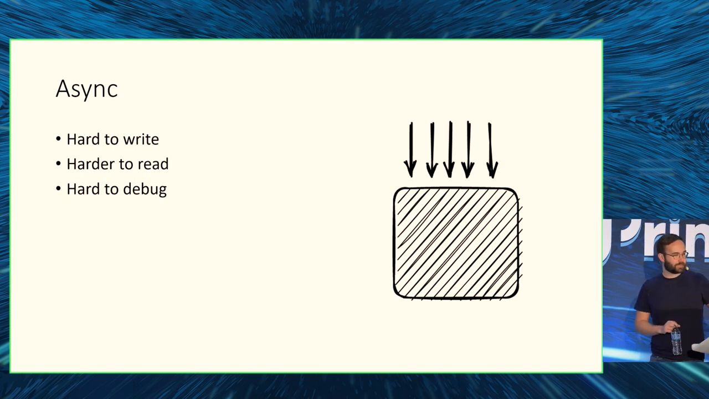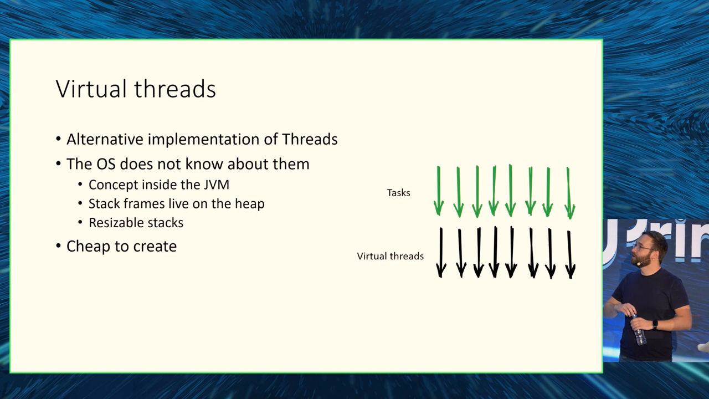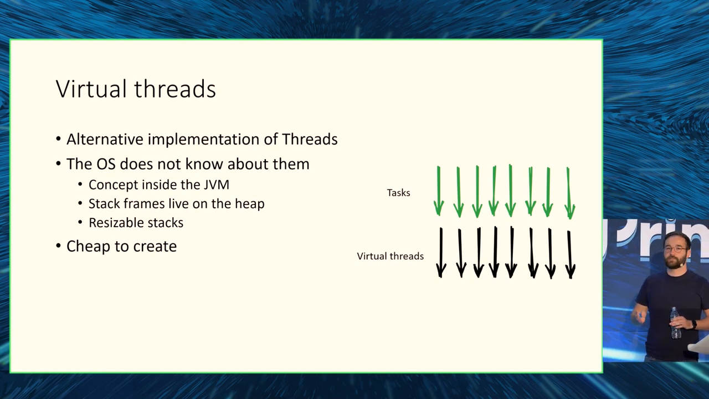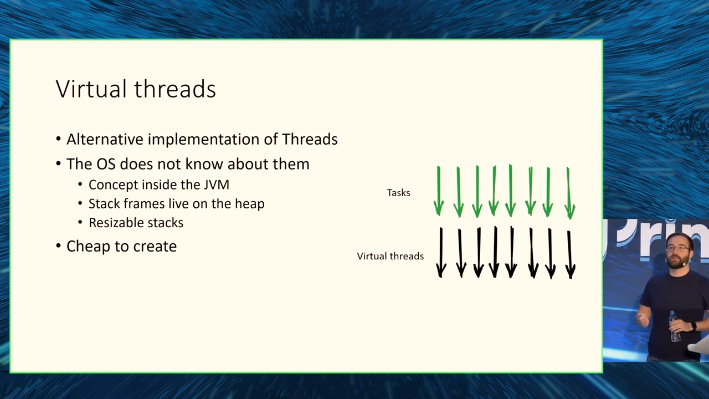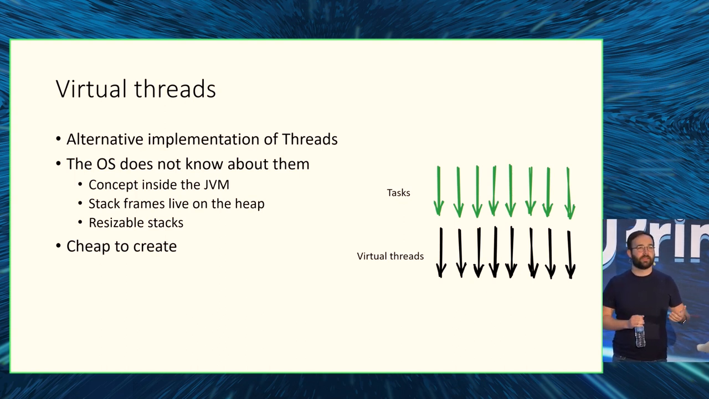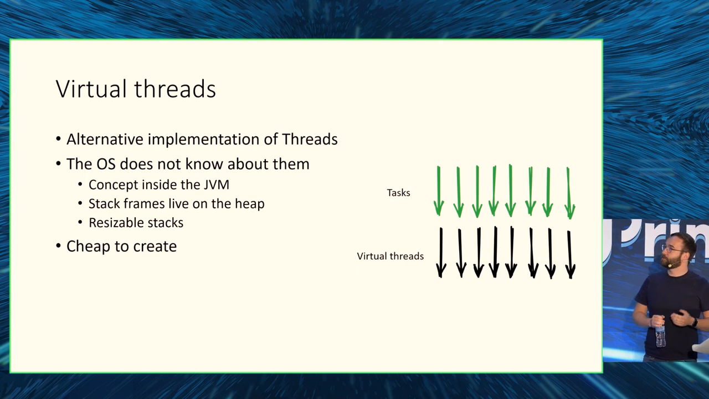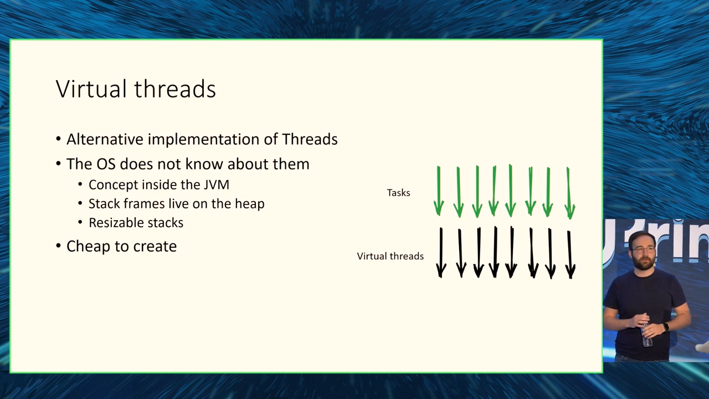And this is where virtual threads come in. So virtual threads are just an alternative implementation of the thread class, which means that they aren't there to replace the platform threads that we are currently familiar with. We still have those, but we get a new option, and that is the virtual threads. And the virtual threads are just a concept that lives inside the JVM. So the operating system doesn't know anything about them.